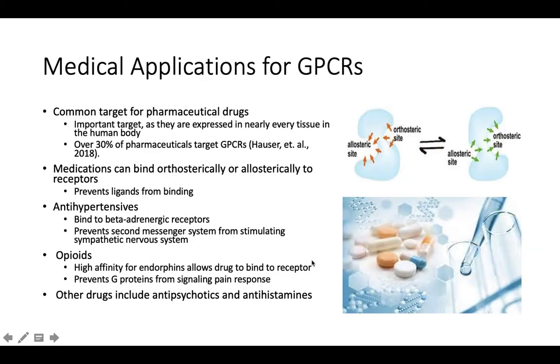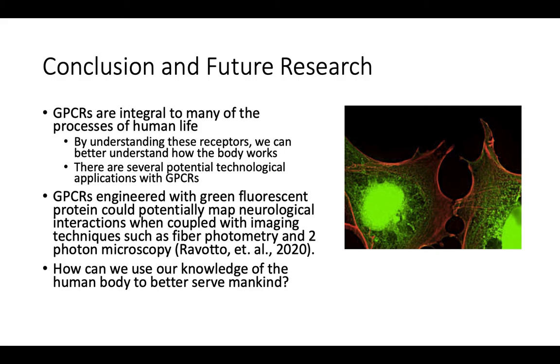And then we have a lot of other drugs with GPCRs, and that includes antipsychotics and antihistamines. And those are going to interact with GPCRs in such a way that it brings down those natural responses from the body. So this brings us to our conclusion. GPCRs are integral to virtually every process in the human body. And by understanding these receptors, we can also better understand how the body works. And with our God-given brains, we can also discover many other technological applications.